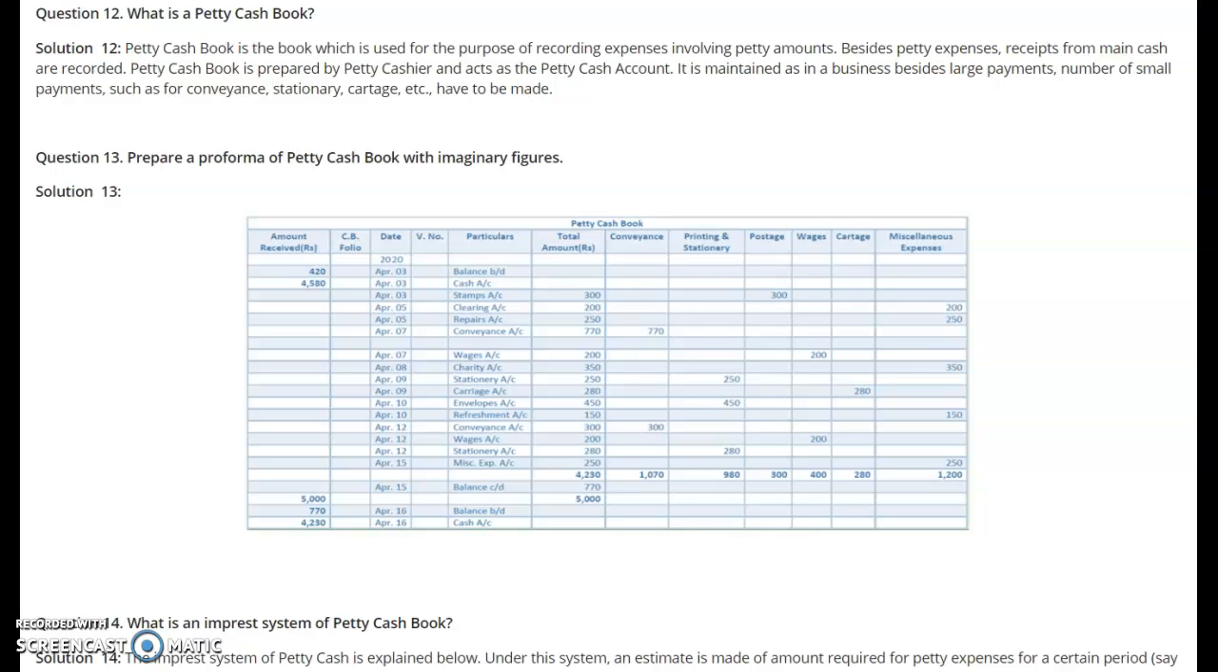Besides petty expenses, receipts from main cash are also recorded. Petty cash book is prepared by the petty cashier and acts as a petty cash account. It is maintained in a business. Besides large amounts, a number of small payments such as conveyance, stationery, cartage, and carriage have to be made. So first simply understand petty cash book is that cash book which records those expenses which involve small amounts.